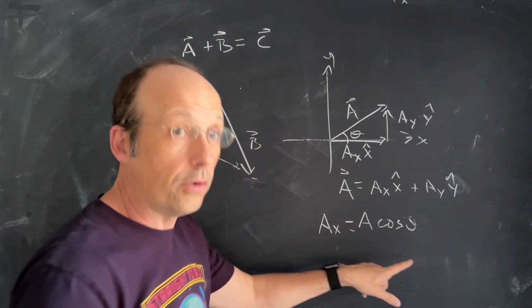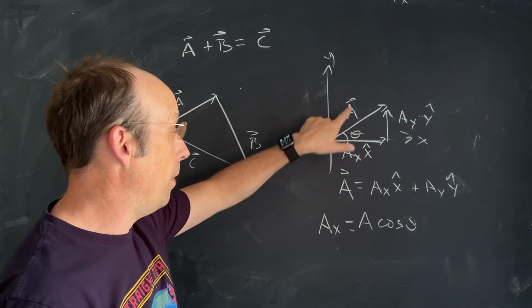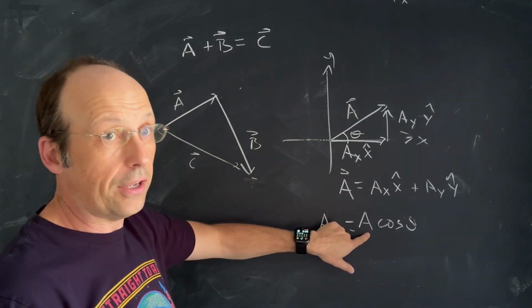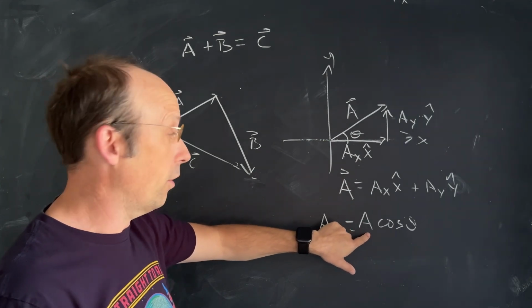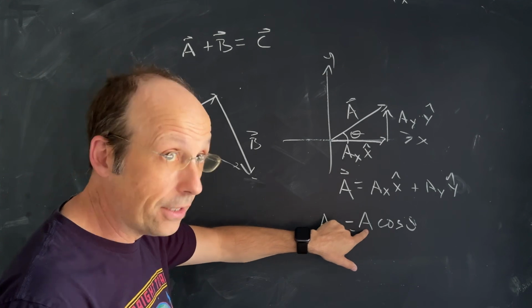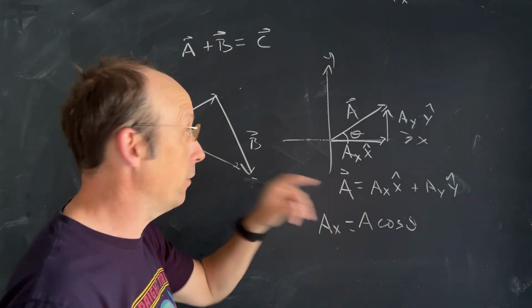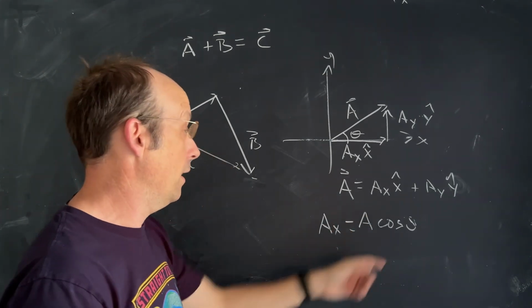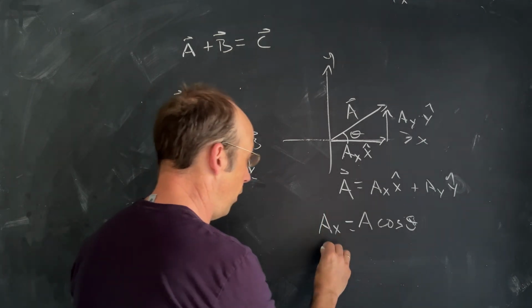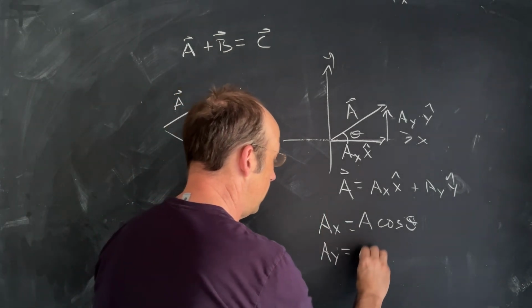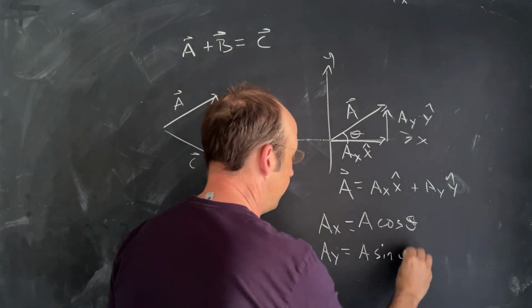Because remember, cosine theta is adjacent over hypotenuse, so if I solve that, I get A cosine theta. Now here I'm writing A without an arrow over it, so it's a magnitude, a scalar value, the length of that vector. And cosine theta is the cosine of that angle. And the same thing for A_y: A_y is A sine theta.